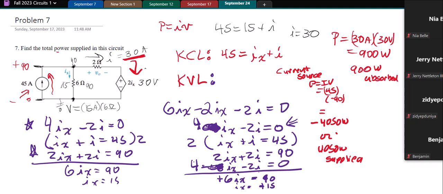So the question asks, find the total power supplied. Well, this source is not supplying power, so I'm calling it a source, but it's not really supplying power. So what's the total power supplied? 4050. So 4050 is supplied. And then it must be the case that if 900 watts is absorbed by this voltage source, the rest of the wattage must be absorbed by these two resistors. And I could find those if I wanted to, but I don't really want to. I will if you ask me to.